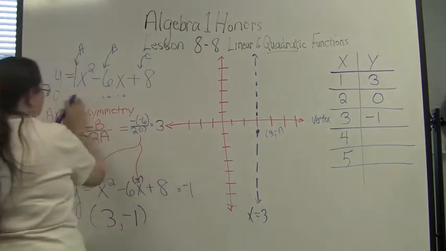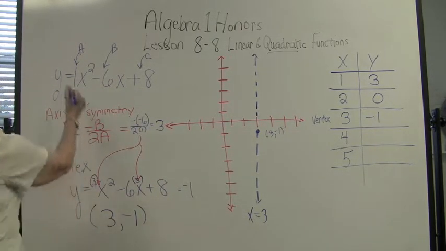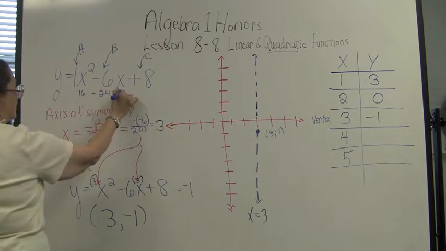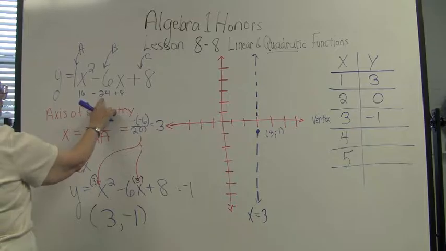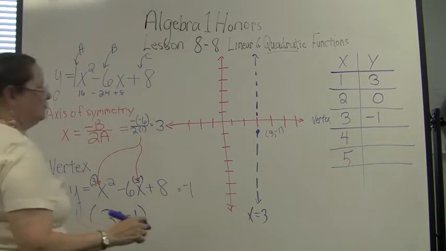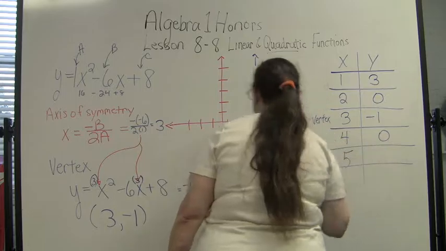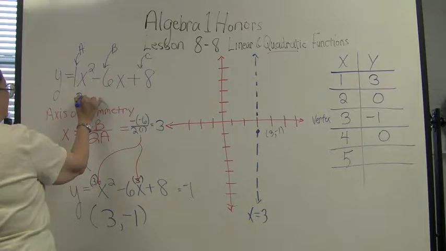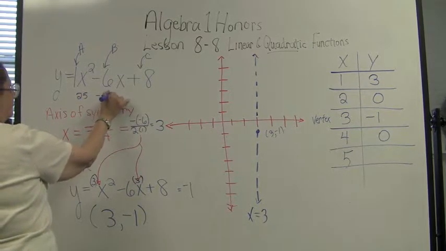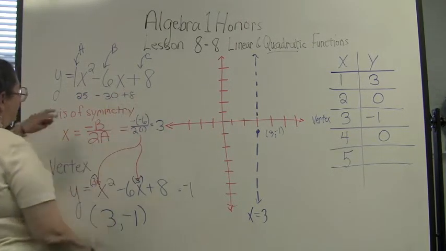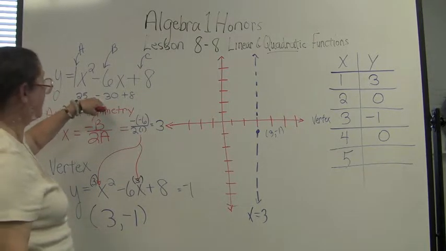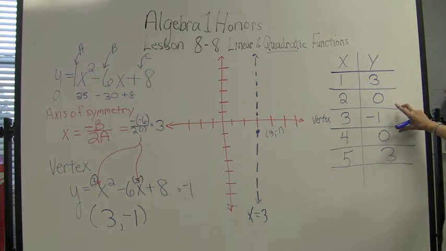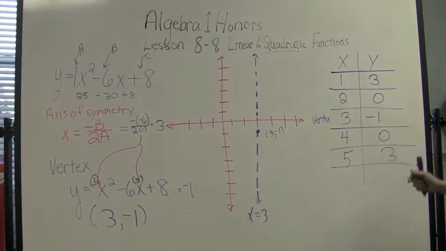Okay, now then let's plug in 4. 4 squared is 16 minus 24 plus 8. 16 minus 24 is negative 8 plus 8 is 0. Can you guess what 5 is going to give us? Plug in 5. 25 is 5 squared minus 30 plus 8. 25 minus 30 is negative 5. Negative 5 plus 8 is 3. You notice how the table also is a mirror of values?